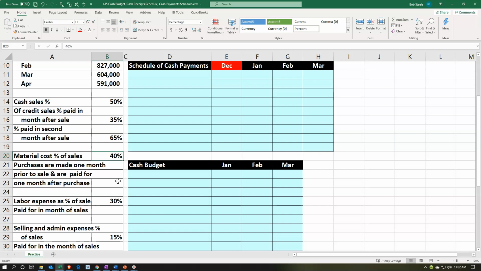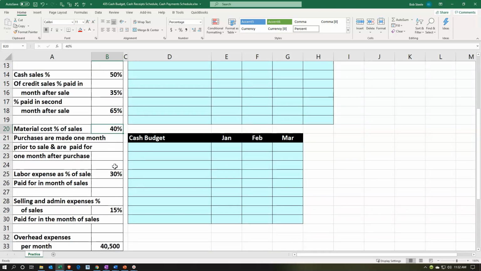And then we have that purchases are made 1 month prior to sale and are paid for 1 month after purchase. So when we think about the materials purchases, we're purchasing them 1 month in advance, meaning projecting the sales out into the future, taking 40% of the projected future sales as the purchase we are making. Then we're paying for them a month after the purchase took place, meaning they go through accounts payable, and then we pay them the following month.